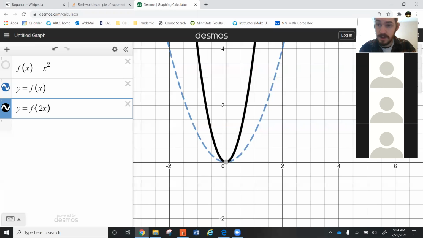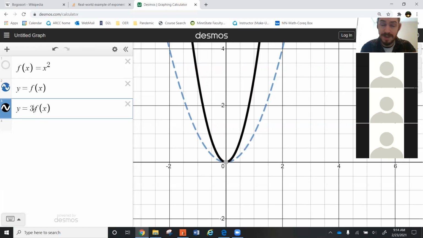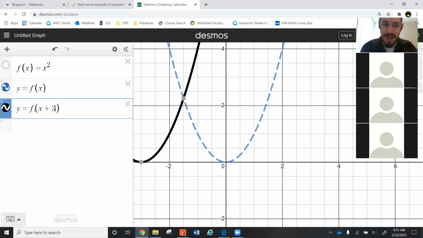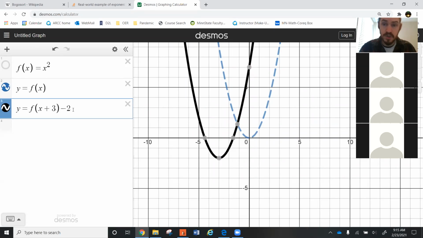That's doing something to the x values on the inside of the function. That's doing something to the y values on the outside of the function. That's shifting the x values on the inside of the function, and this is shifting the y values because this is on the outside of the function. So inside, outside. Does that make sense?